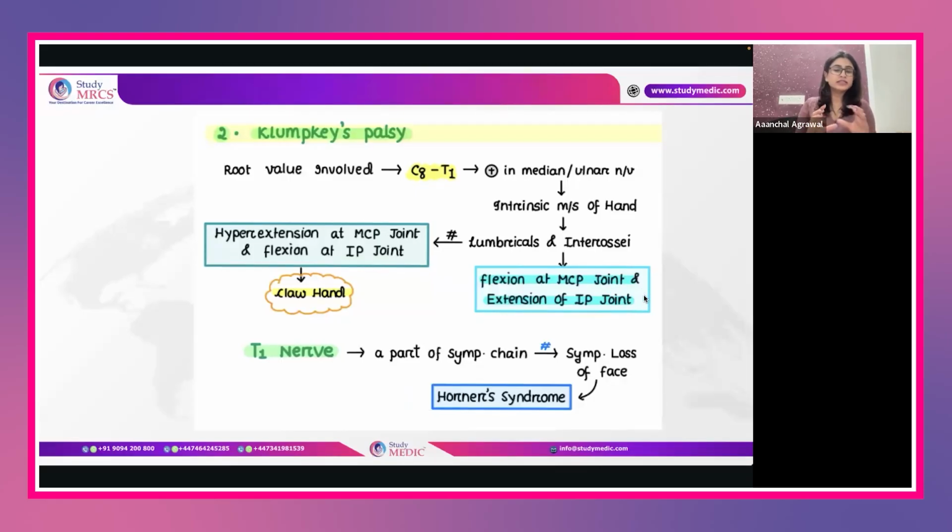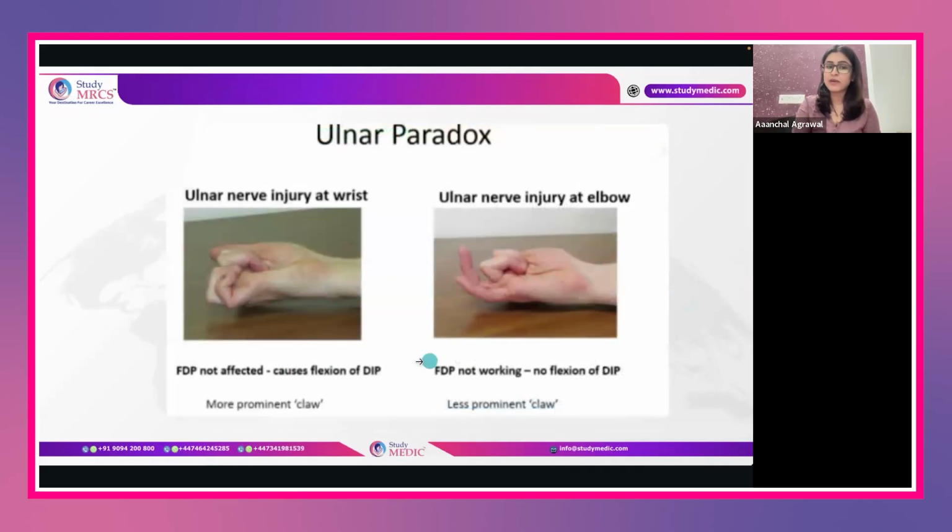The ulnar paradox says the higher the injury, the lower will be the clawing of the hand. How will that be? If the injury is higher, the supply to the FDP will also be lost, so the clawing will be lost. The lower the injury, the FDP is spared, and clawing will be more. Okay, this is your ulnar paradox.